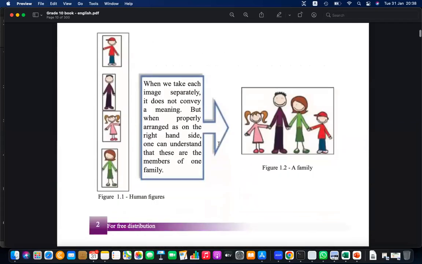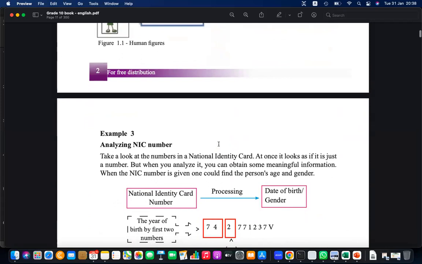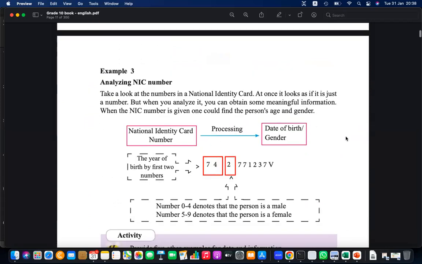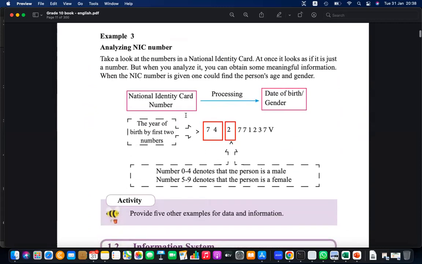Basic, isolated, individual facts. You can see the facts are in the ID card. The ID card number is a fact. V is a fact, a letter. But if you organize this in a certain way, from that you can extract information and you can take decisions. In this ID, the first 2 digits show the year of birth, 1974. It can be used to take a decision.